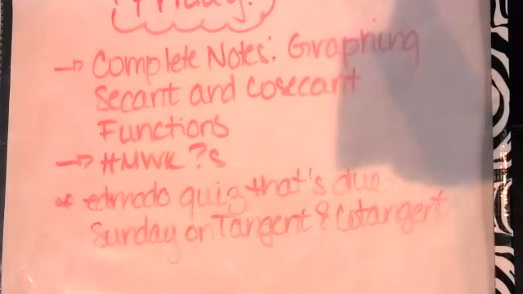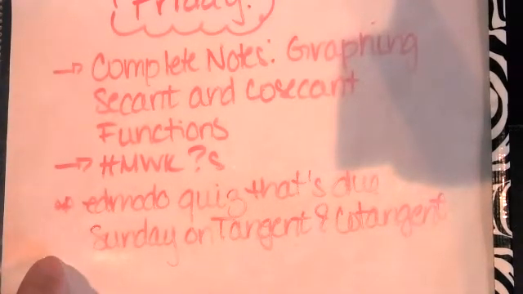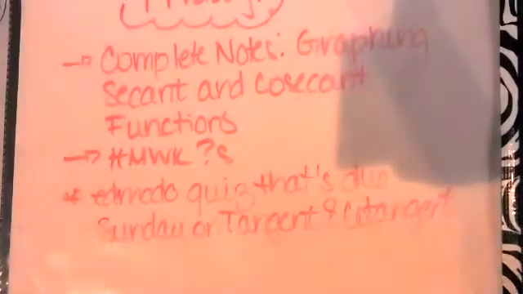So for the agenda today, happy Friday. We need to complete the notes on graphing secant and cosecant functions. And then if there are homework questions, I want to make sure we have enough time for that, because we didn't really last class. And then just a reminder that there's an Edmodo quiz due Sunday night. I switched it from Saturday to Sunday just because I didn't get up as soon as I had wanted to. It's on tangent and cotangent functions. So definitely if you have homework questions about that, let's get those answered before you take the quiz.